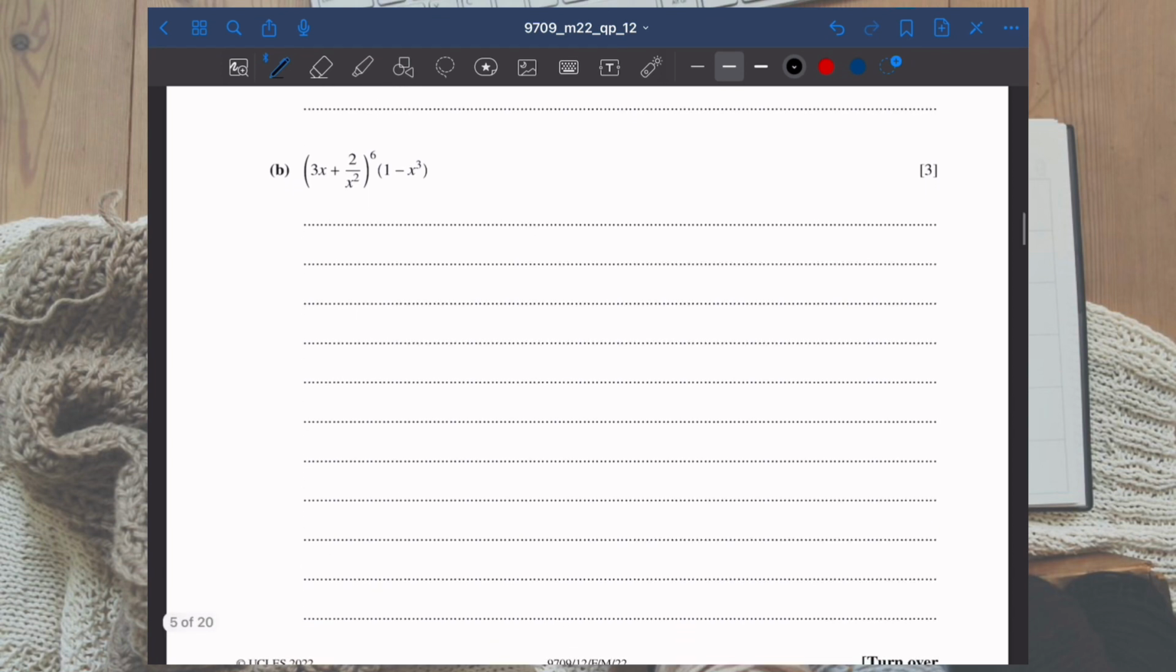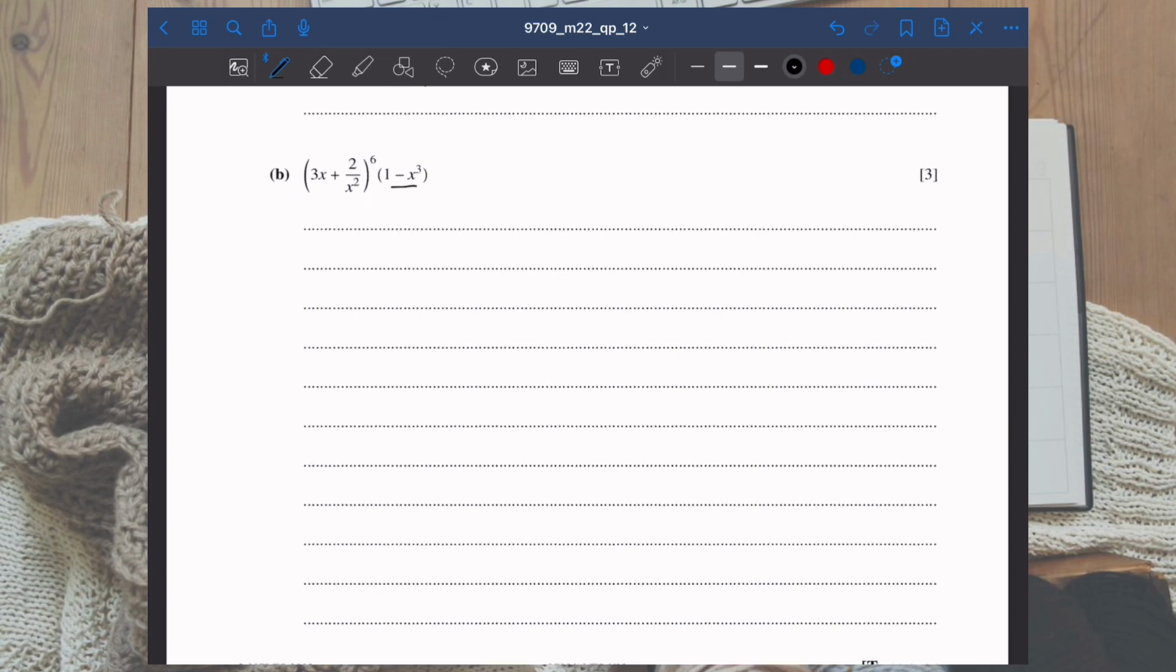Part B. So we have an extra factor here, which is (1 − x³). Since we don't have any power on this extra factor, we don't need to do any binomial expansion. But we have two terms in here. One is already independent of x, but not the negative x³. So we need to find a term in this binomial so that when we multiply it with x³, we'll get a term independent of x. So we're looking for a term in this expansion that is 1 over x³.